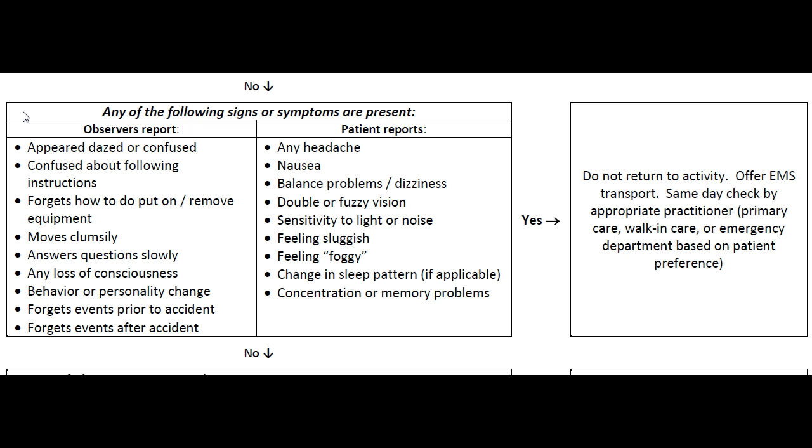Now, the patient reports any headache, nausea, balance problems or feeling dizzy, off balance, vision changes including double or fuzzy vision, light sensitivity or noise sensitivity, a feeling of being very slow or sluggish, or feeling very foggy, like they're in a daze or in a fog and they can't really get a good grasp of what's going on, changes in their sleep patterns. And these can sometimes be patients, particularly at large resorts.